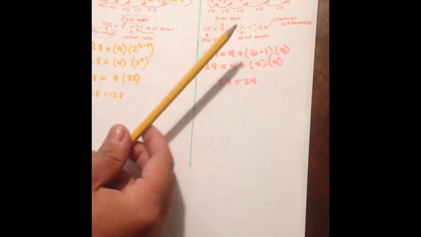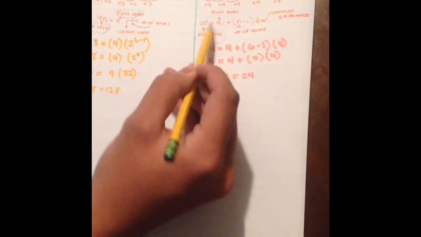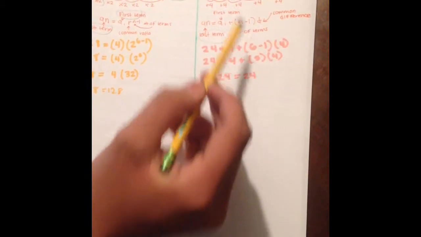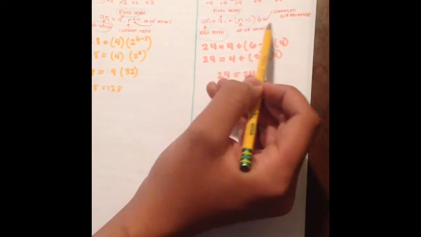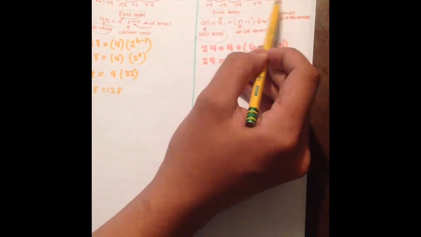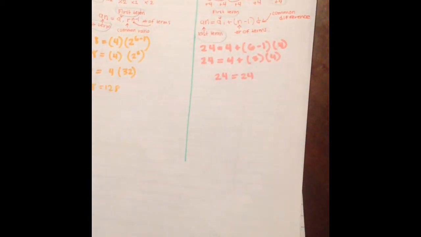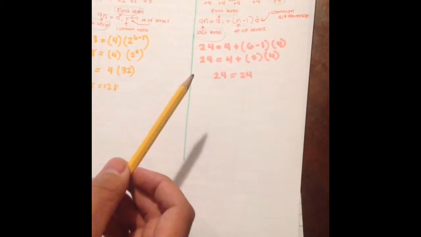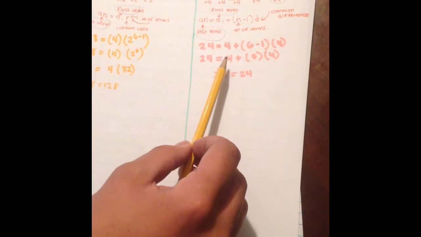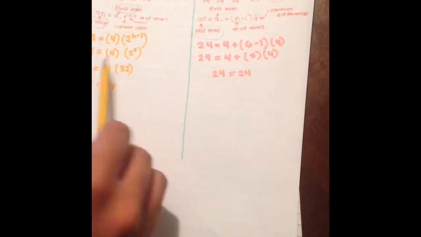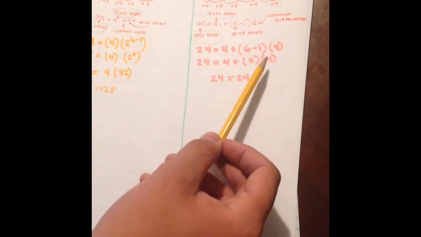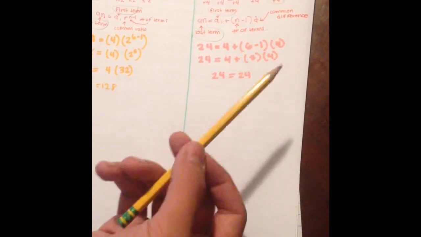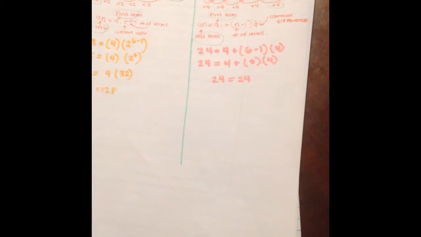For the arithmetic sequence, basically same thing. Last term, first term, number of terms, and the common difference, which would be plus 4. Again, you just plug them in. Simple enough. Simpler than even the last one. 6 minus 1, 5, times 4, plus 4, 24. That's all there is to it.